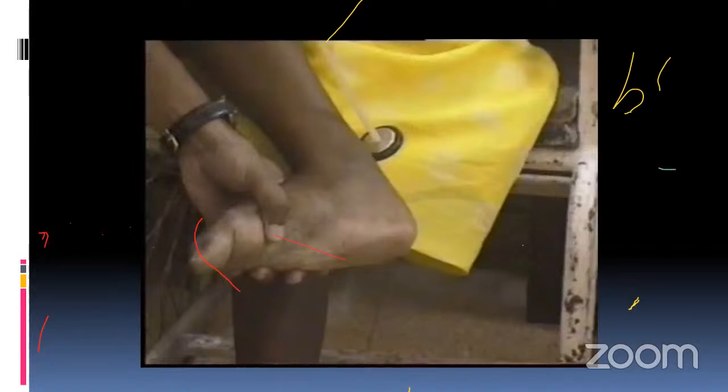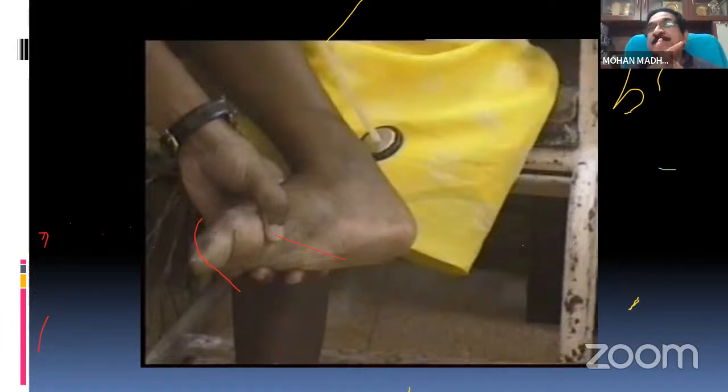What about joint position sense and vibration and all? I'll tell you. In Miller-Fisher syndrome, the sensations are normal, in the sense that the perceptual sensation is normal. If we test vibration sense and joint position sense, they are usually normal. And if you do sensory conduction, it can be normal.